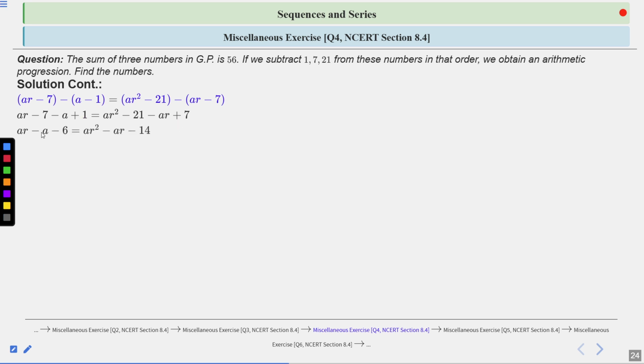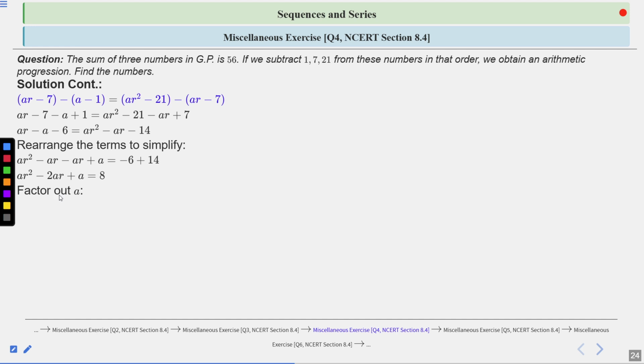This implies ar minus a minus 6 equal to ar square minus ar minus 14. Rearrange the terms to simplify. We get ar square minus ar minus ar plus a equal to minus 6 plus 14. After some addition and subtraction, we get ar square minus 2ar plus a equal to 8.